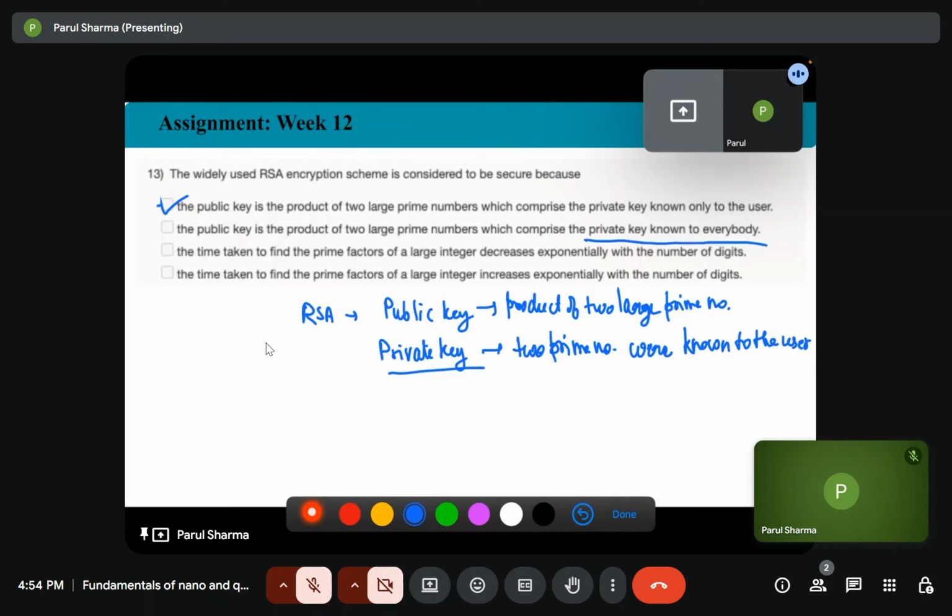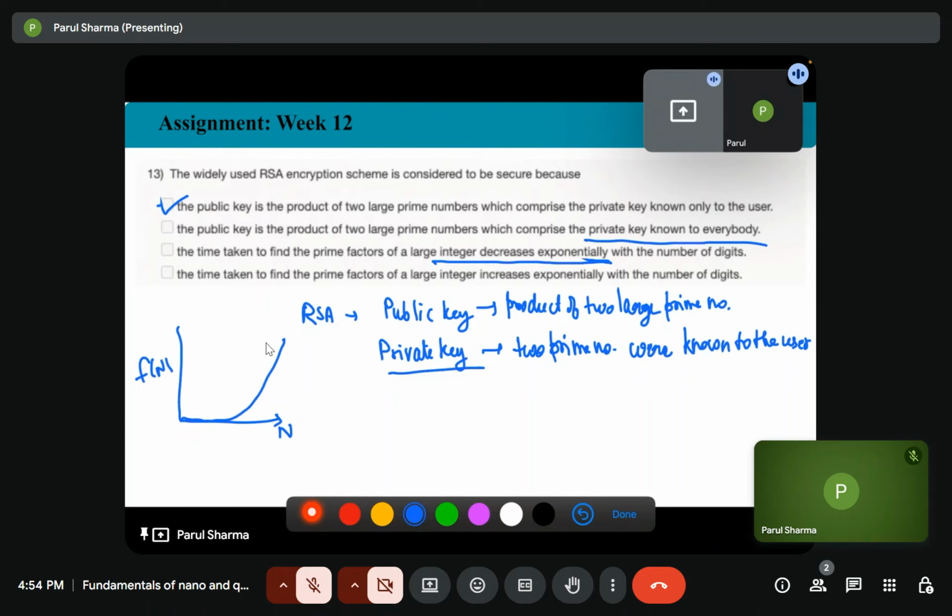The third statement is: the time taken to find the prime factors of a large integer decreases exponentially with the number of bits. It's a wrong statement. It increases exponentially, not decreases. So the graph was f(n) versus n. It was increasing like this.